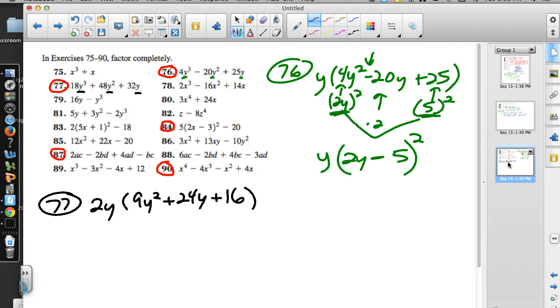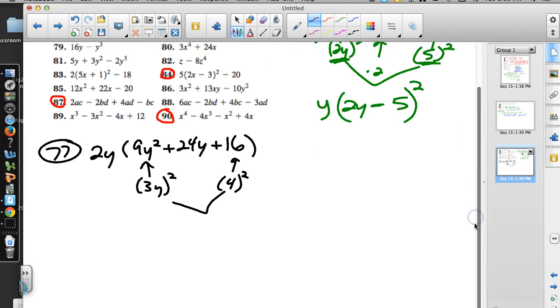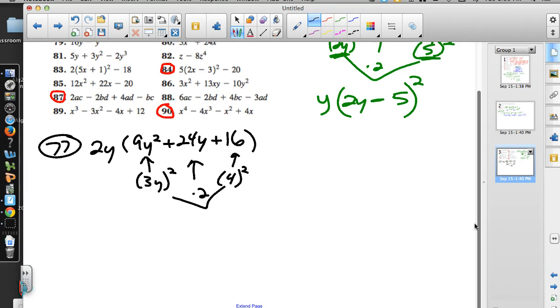Now, as I'm writing that down, I'm thinking, well, maybe this is another perfect square trinomial. Maybe, because this is 3y squared and this is 4 squared, let me check on that middle term. Well, 3y times 4 is 12y. And if I take that times 2, I do get that middle term. So this is a binomial squared. This would be the first term. This would be the last term. And because this is addition for the middle term, that would be a plus. So 2y times the quantity 3y plus 4, squared.